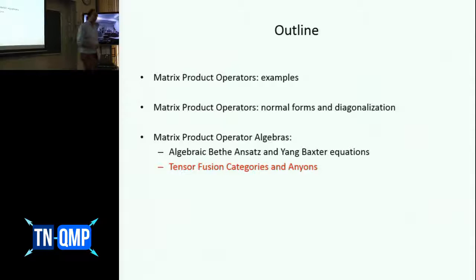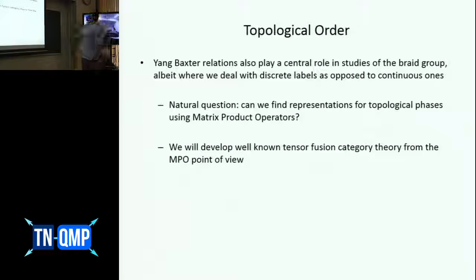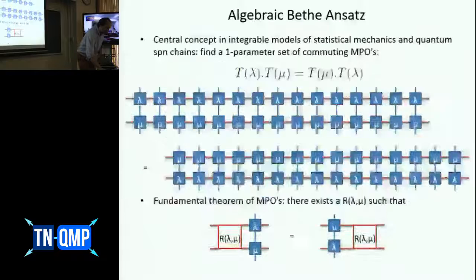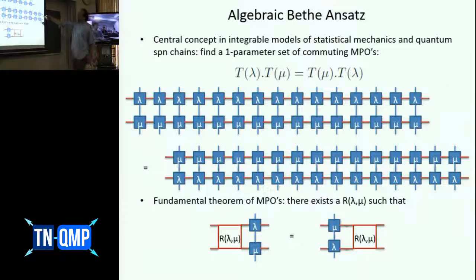It turns out that the thing that is not natural from the point of view of topological order is that these Yang-Baxter relations have a continuous parameter. So I have an algebra, but there's this continuous parameter in the matrix product operators. Now there is a way of making sure that these things commute for all lambdas and mus, if you go back to here. If you take both lambda and mu going to infinity, then this is automatically satisfied.